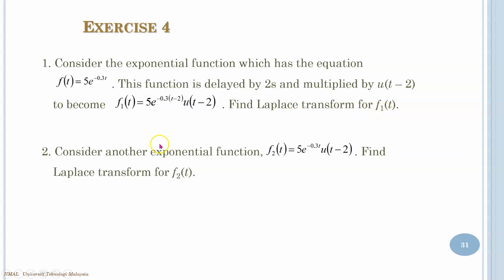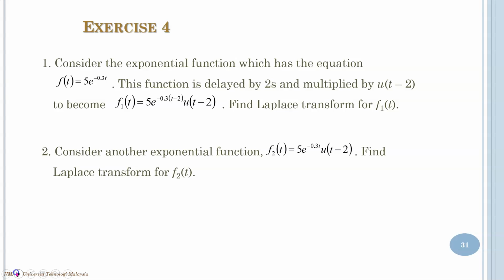And there's another question. It is an exponential function as well, but this one is just multiplied by u(t minus 2), and the t in the exponential function does not have minus 2.